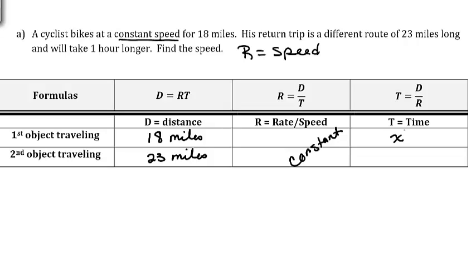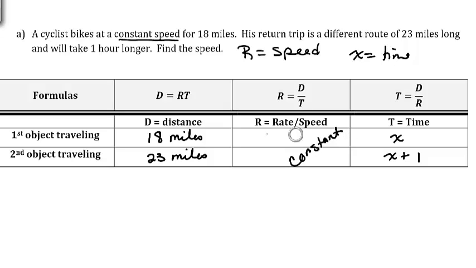So r is your speed, but x is really going to be our variable here. And x is equal to time. And we know that it took an hour longer going the 23 miles, that will be x plus 1. So the thing that's constant, there's almost always one of these variables that will be a constant, and that's the one that you want to have these things solved for.